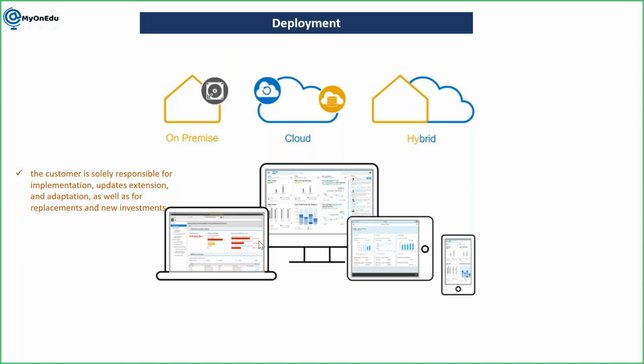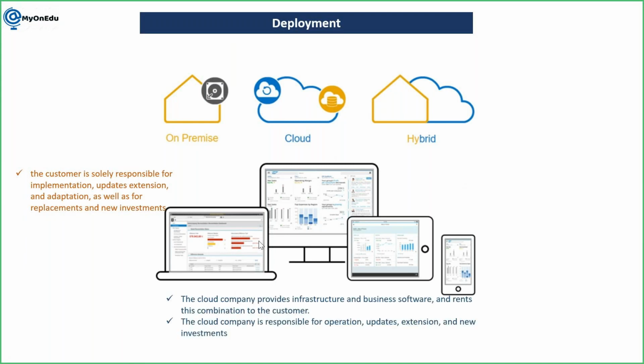We have three ways to deploy this solution. First is on-premise, second is cloud, and third is hybrid. On-premise, the responsibility lies with the customer, who has to take care of all infrastructure, license, and implementation. However, in cloud, this has to be provided by an infrastructure or IT service company. And hybrid is the combination of both solutions, on-premise and on-cloud. Okay, so this is just a recap.